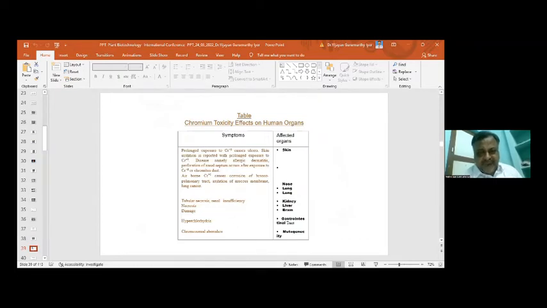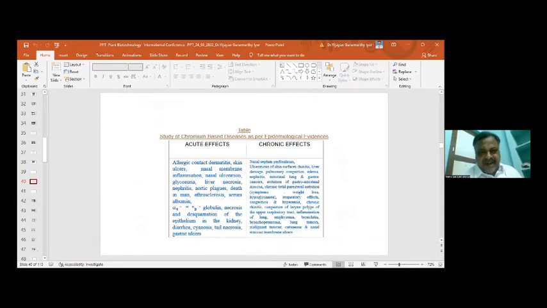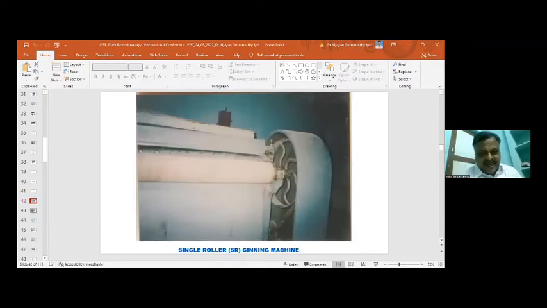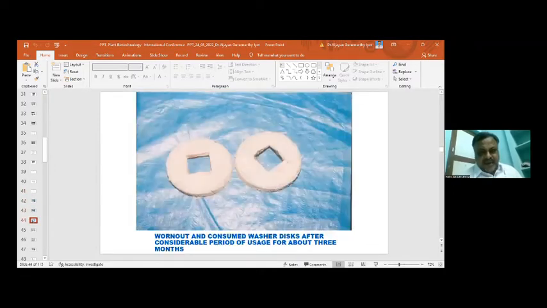Chromium toxicity affects various organs in our body: skin, nose, lungs, kidney, liver poisoning, and brain disorders, then lung effects that can even lead to COVID-19, and byssinosis disease. Byssinosis is a cotton disease, a chronic lung disabling disease in workers, with acute and chronic toxicity. And the chromium pollution level is monitored here in the single roller ginning machine, and how the rollers wear due to the dust-producing grinding action in the process.